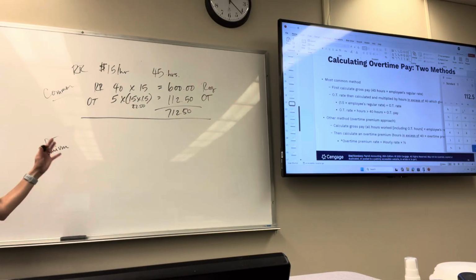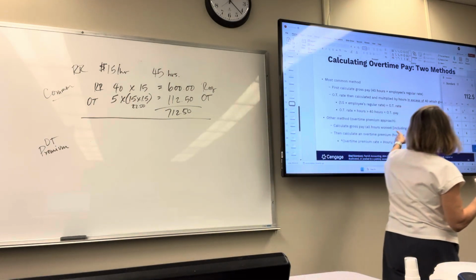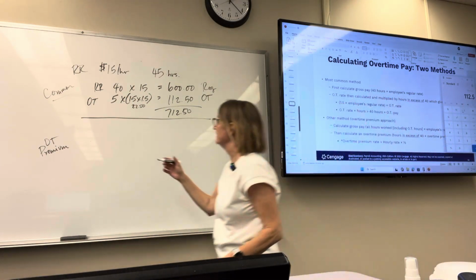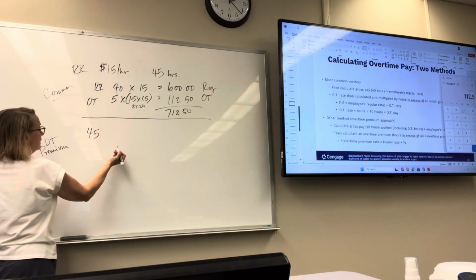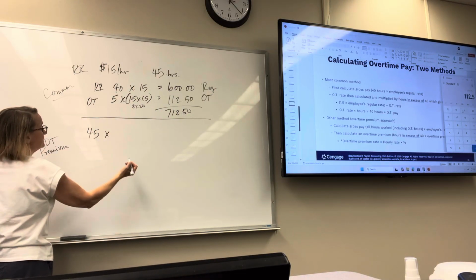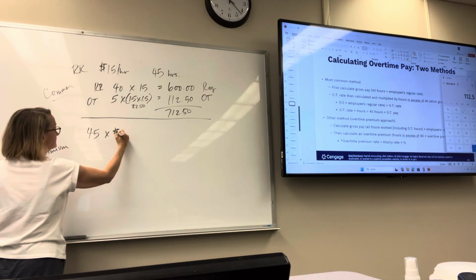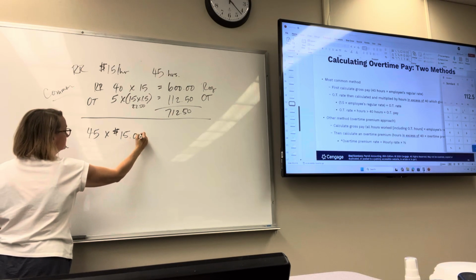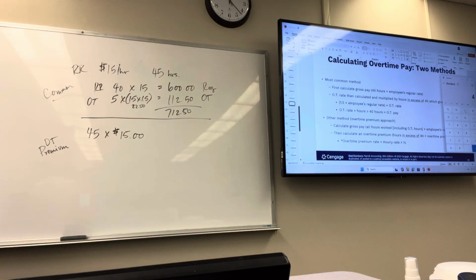All right, so for the overtime premium, we're going to take the total hours. So gross pay, all hours worked, including the overtime hours. So we've got 45 hours times our regular rate, which is 15, $675.